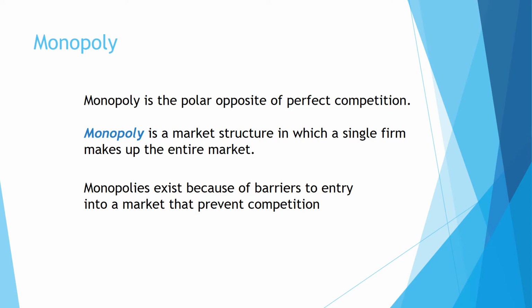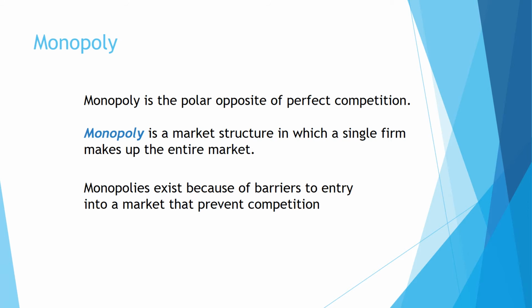Okay, so moving on to monopoly. Monopoly is the polar opposite of perfect competition, which is basically saying that there is absolutely no competition. It's just one firm that is producing all the product in that particular industry, and there are no competitors. Now, there are several reasons why this might happen, but this is the case for monopoly. Now, monopolies exist because of barriers to entry into the market that prevent competition.